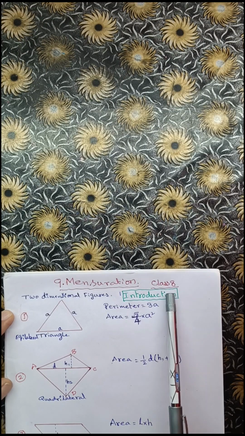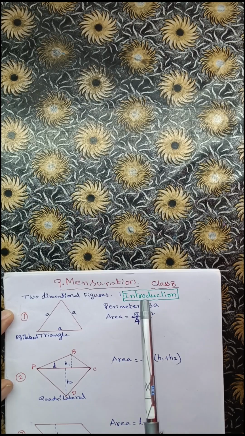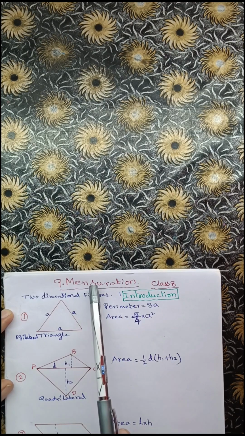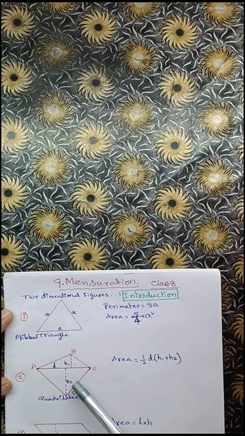This is 8th class, 9th chapter, mensuration. Introduction of this chapter, mensuration. First of all, we have to see two-dimensional figures. In these two-dimensional figures, we will see triangle, quadrilateral, parallelogram, rhombus, trapezium and circle. These 6 figures are considered.